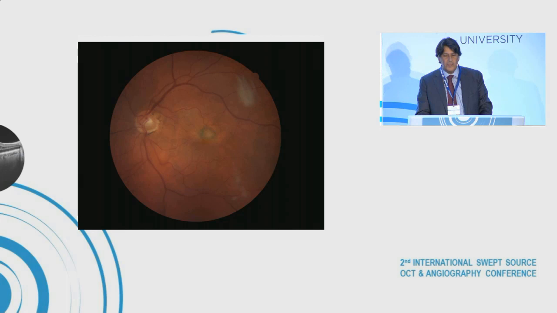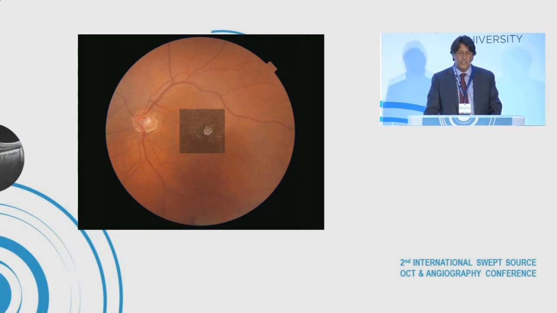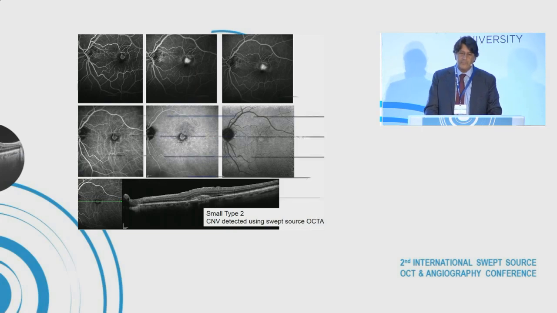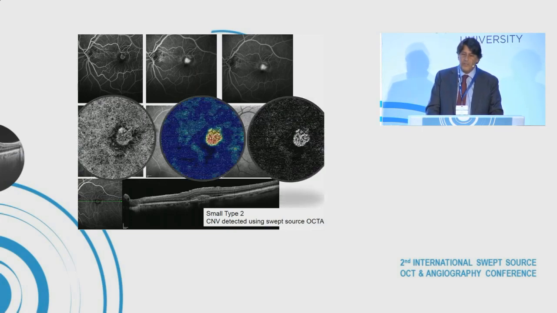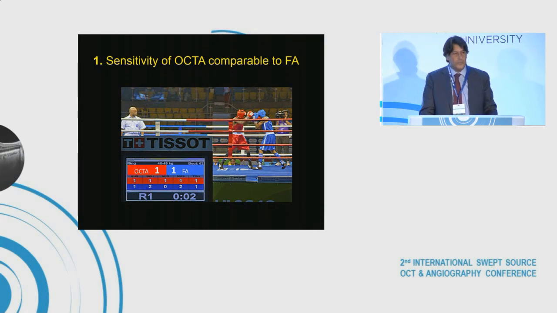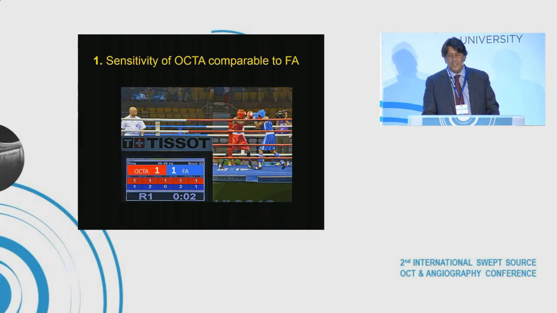So here is an example of a minimal lesion that is detected on swept source. It was a type 2 lesion with a glomerulus aspect, versus FA and ICG. So we obviously thought that it was not really useful to perform this invasive examination, and OCTA gave us the answer. So one point for both of them. Both are useful to detect the lesion.